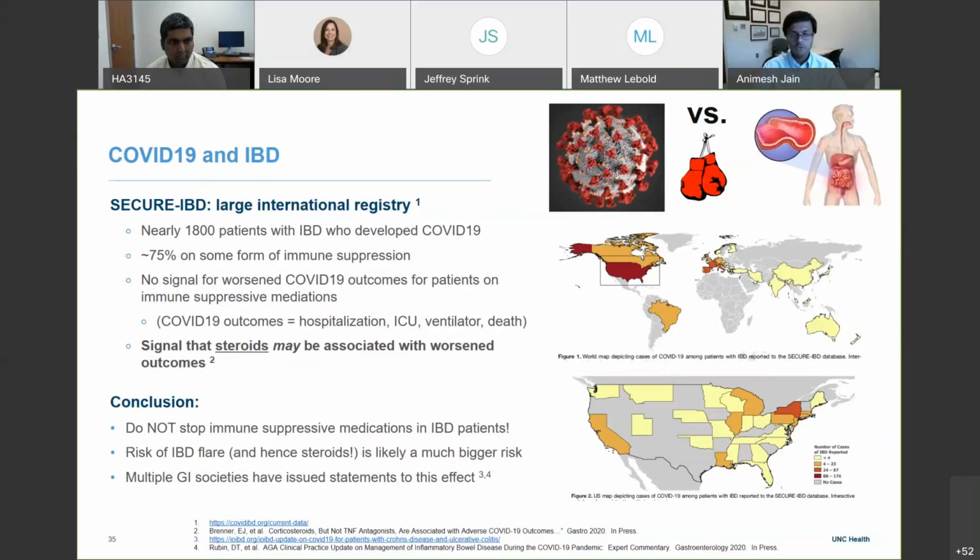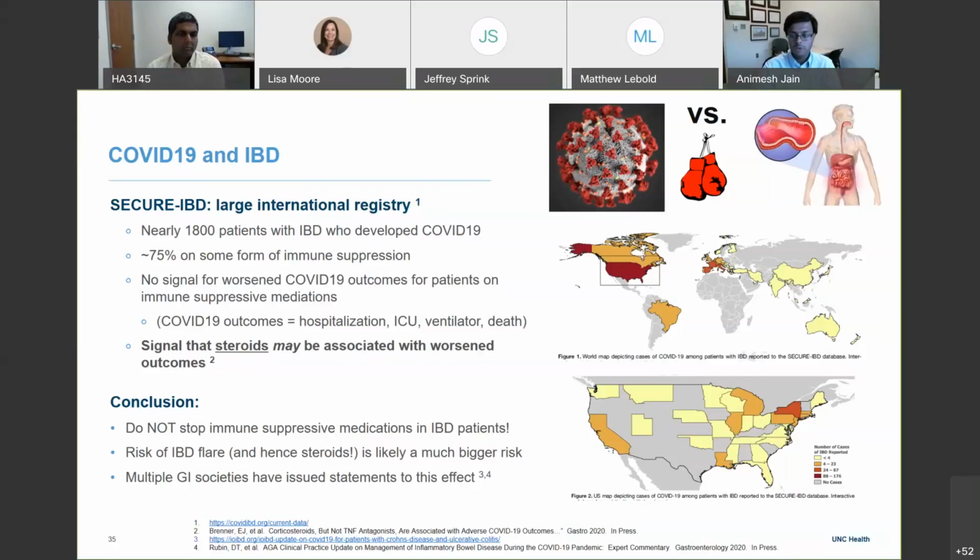And what we've seen so far is that our patients on immune suppressing biologics do not seem to be doing worse with their coronavirus. Their outcomes seem to be very similar to the general population. And their outcomes included a composite outcome of hospitalization, ICU stay, ventilator use, or death. So from this reasonably large data set, it looks like patients who are on immune suppression for inflammatory bowel disease are not doing worse than the general population, which is encouraging and allows me to comfortably tell my patients, please stay on your medication. I don't want you to have a flare if you stop your medications.